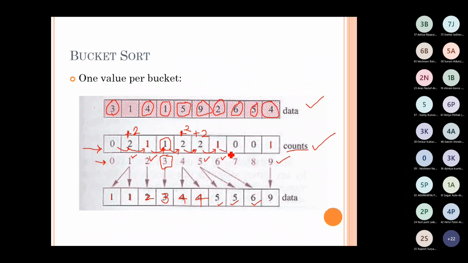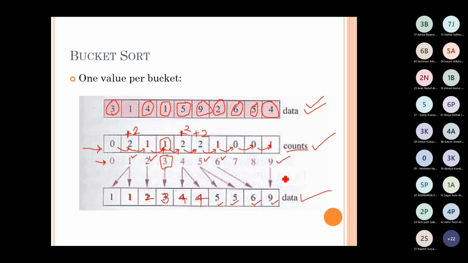Then go ahead. Non-zero element? No. Go ahead. Non-zero element? No. Go ahead. Non-zero element? Yes. What is the index? 9. How many times? 1 time. So 9 is returned here 1 number of time. In this way, this input which was unsorted, we have got the output which is sorted. So here what we are doing is we will be just maintaining the counts.